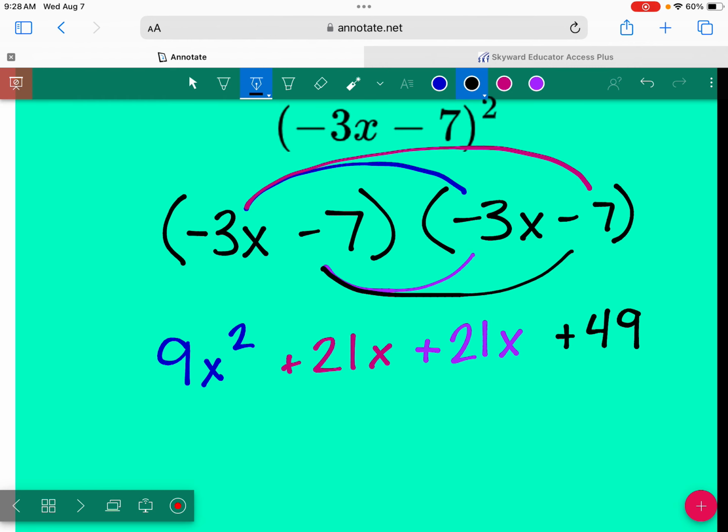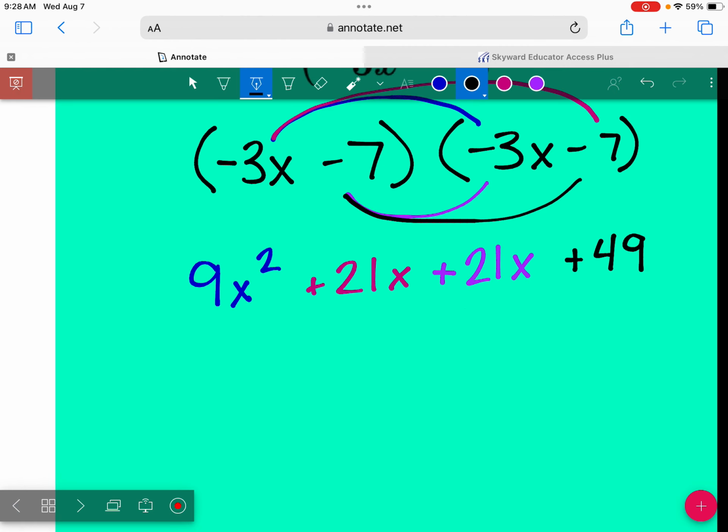So make sure we're being careful when we have polynomials with exponents outside like this, that we don't try and shortcut and do a distribution with a square. Our answer is not just going to be 9x squared plus 49, which is what a lot of people would show on that. We're going to have our 9x squared plus 42x plus 49.